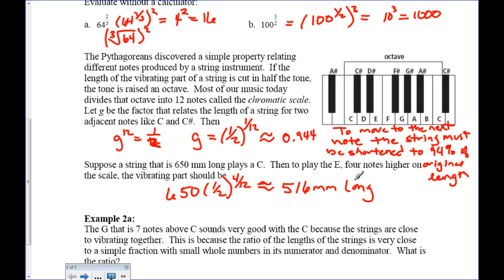Yeah, you could do that. Yep, that could be 507. Yeah, what's your question?